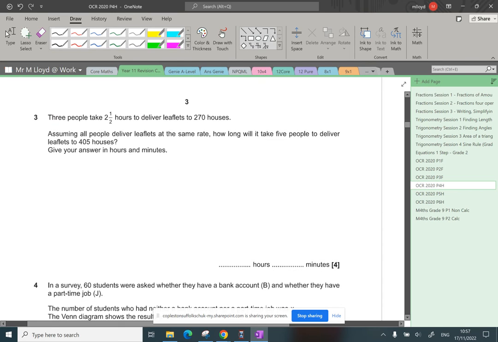Question 3. 3 people take 2.5 hours to deliver leaflets to 270 houses. Assuming all people deliver leaflets at the same rate, how long will it take 5 people to deliver leaflets to 405 houses? Give your answers in hours and minutes. Okay, so 3 people, 2.5 hours, 270. Really, all I know is how many they're going to do in an hour. So the 270, I'm going to divide by 2.5. That's 108.